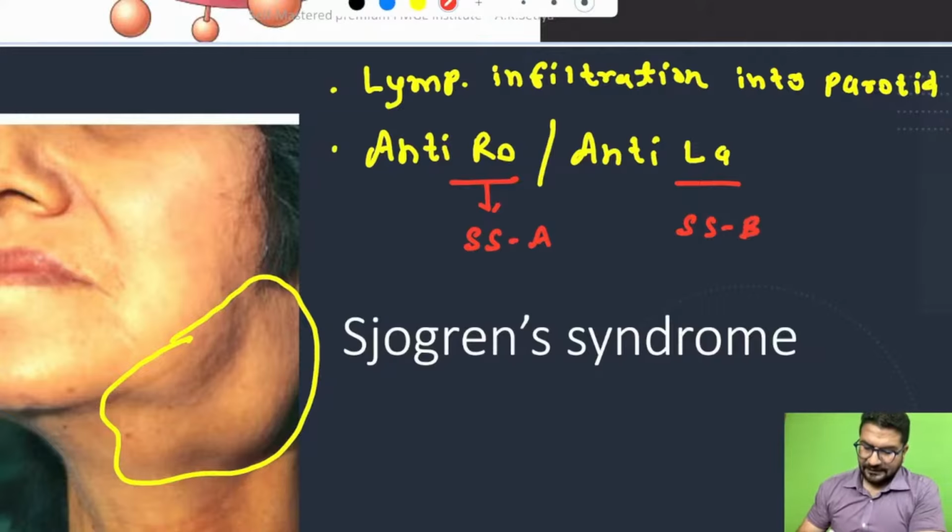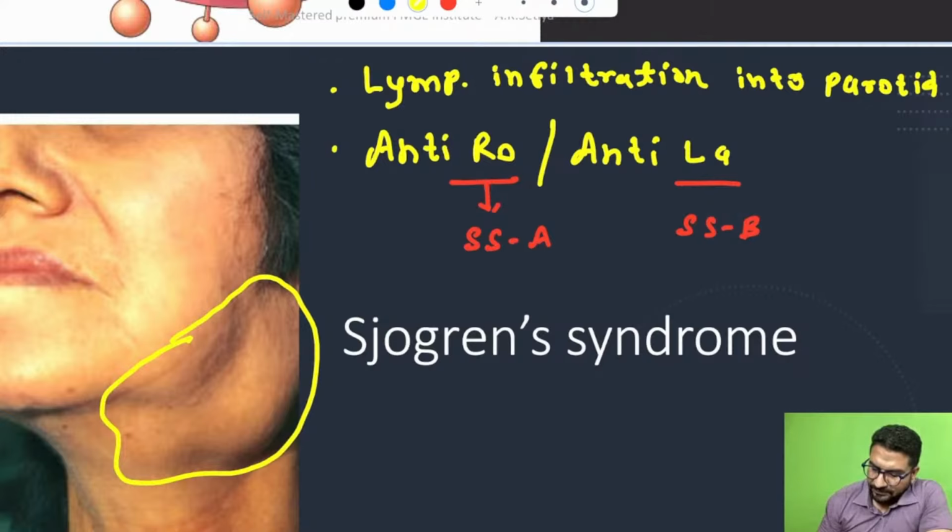Anti-Ro, anti-La, SSA, SSB. Now understand, if you talk about Sjogren syndrome, so lymphocytes go into the parotid gland. So how do we make a diagnosis? They ask you the question: how will you diagnose this? How can we make a diagnosis of this condition? So understand this thing. To make a diagnosis of Sjogren syndrome, we need to find these antibodies.